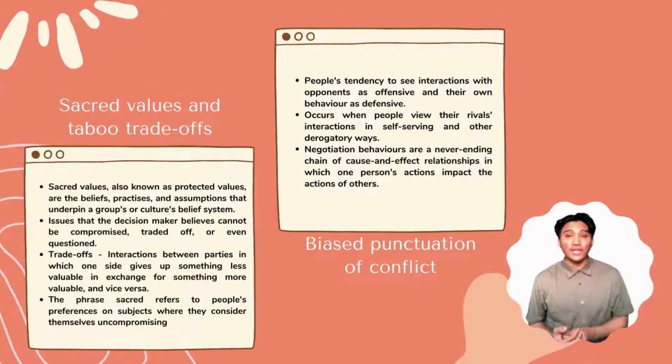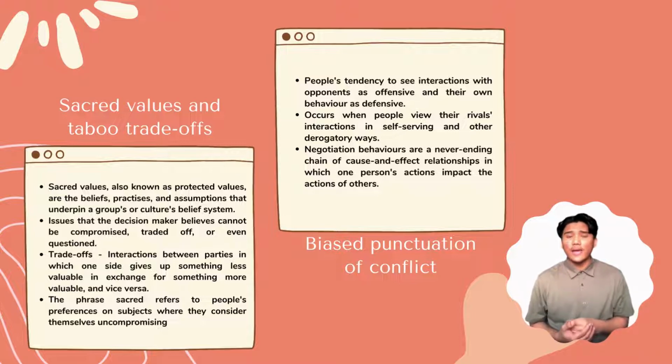Next, sacred values and taboo trade-offs. Sacred values, also known as protected values, are the beliefs, practices, and assumptions that underpin a group's or culture's belief system. Sacred values don't easily compromise with other values, especially those that are more practical. People are more likely to inflate the price, withhold information, feel moral outrage, and show cognitive uncertainty when they are thinking about purchasing or selling sacred objects.